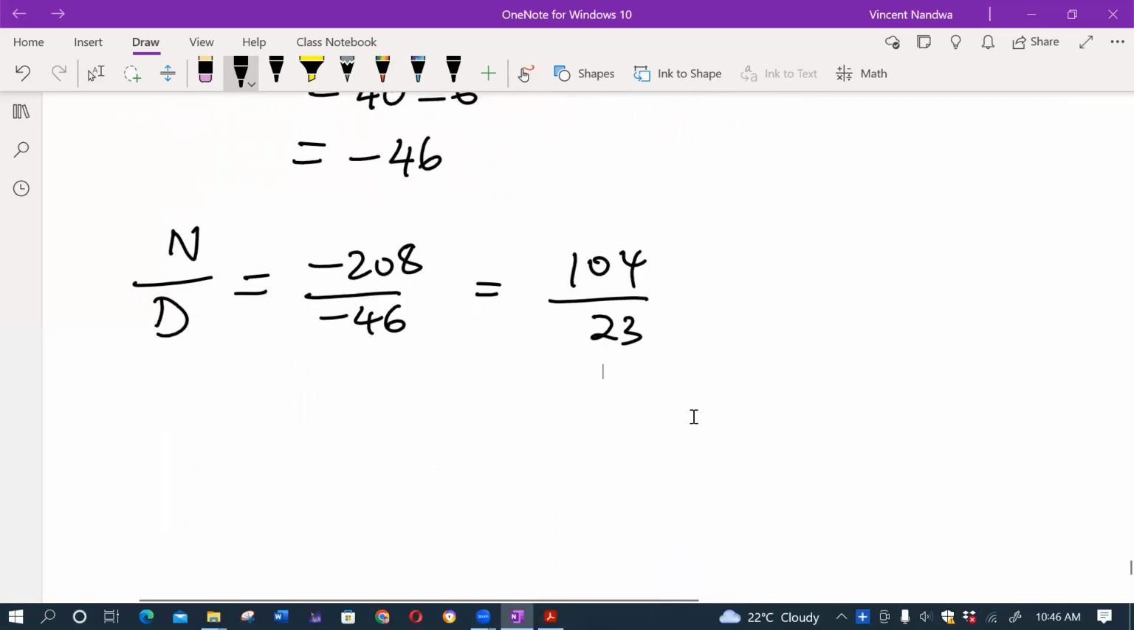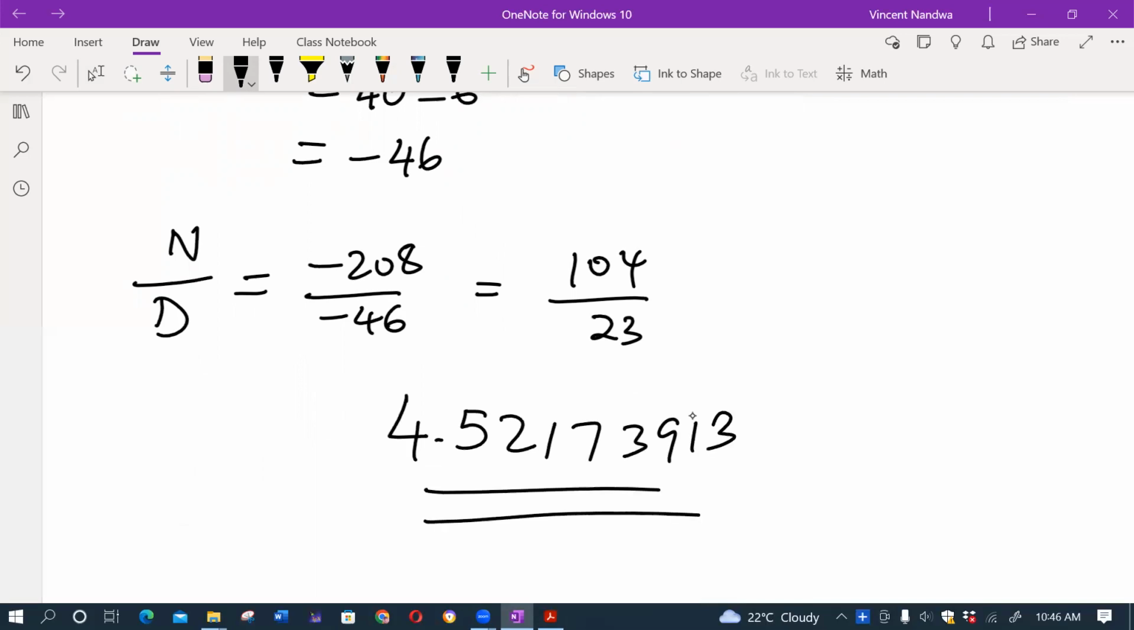which you can write as 4.521733913. Or if you like, 412 over 23.